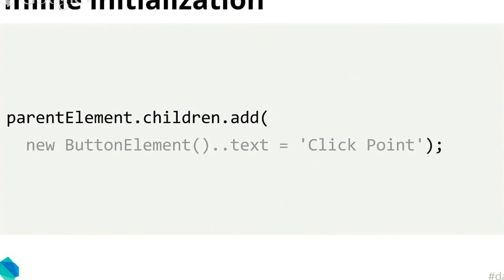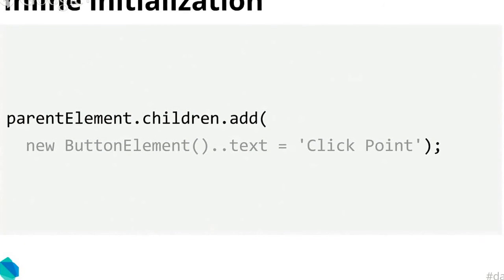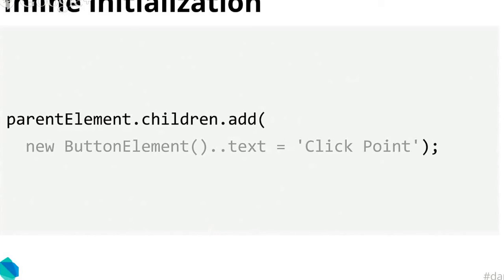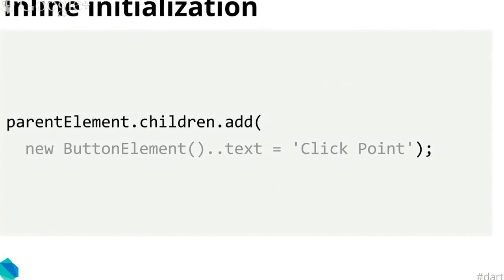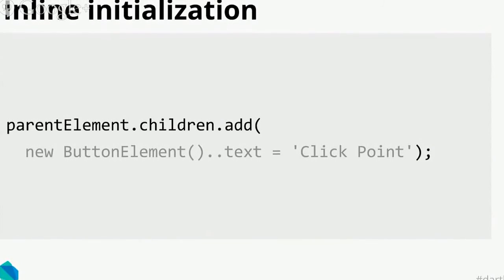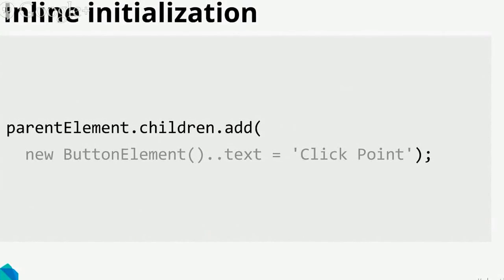So you also have inline initialization. Like you can see here, we have a new button element, which is an object in itself, and dot dot is going to access that particular object and assign the property text as a click point. Similarly, this is like a nameless object. You can just initialize a one-off thing and add it into your document object model within HTML.